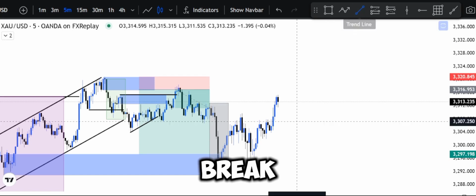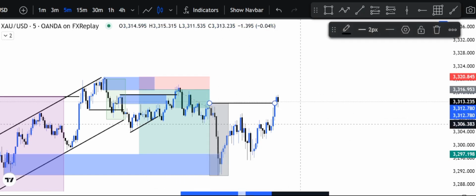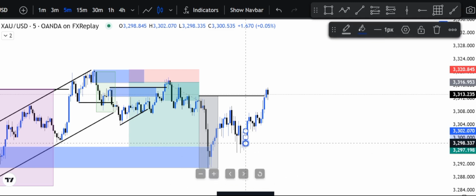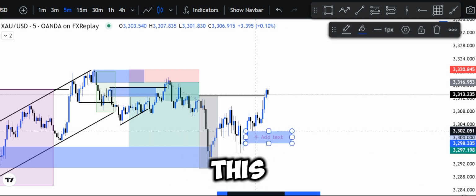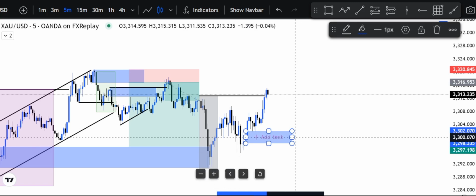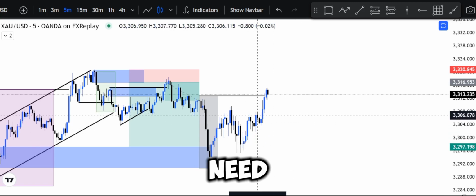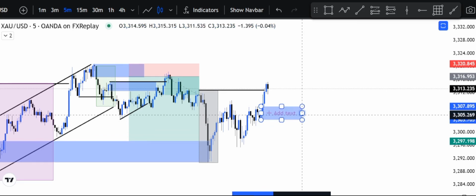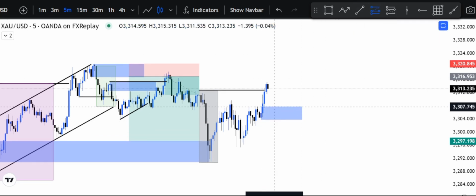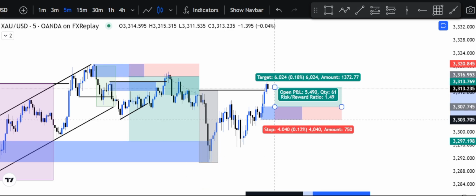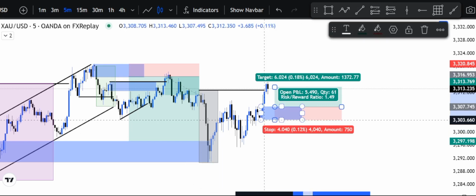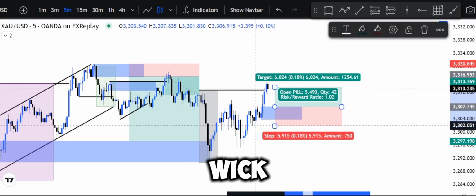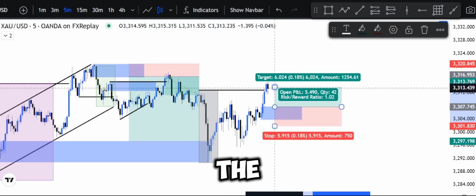We have here break of structure. Our extreme demand is over here, but this wick mitigated it, so we can take this one. We need demand, this one. This one looks good. Set limit order here. You can't put your SL below this candle. You need to take it all the way to the nearest wick because gold will weaken. It's the nature of gold.